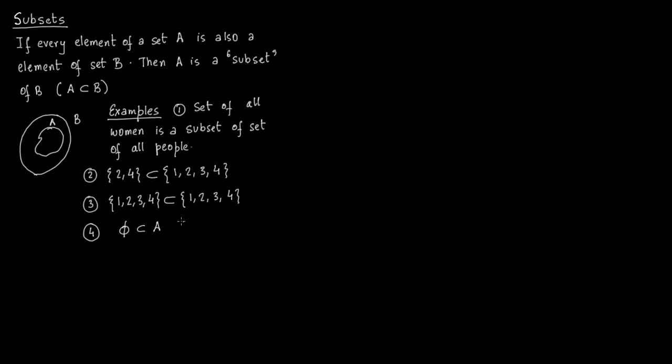Now this point number 4 is important. A null set is subset of every set. So null set is like this O with the slash sign in between. Yeah, O with the slash sign. Okay, number 5.